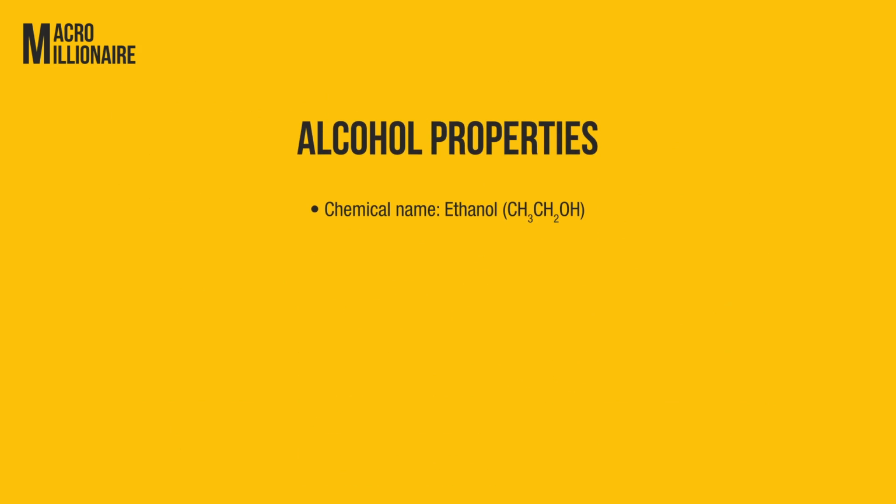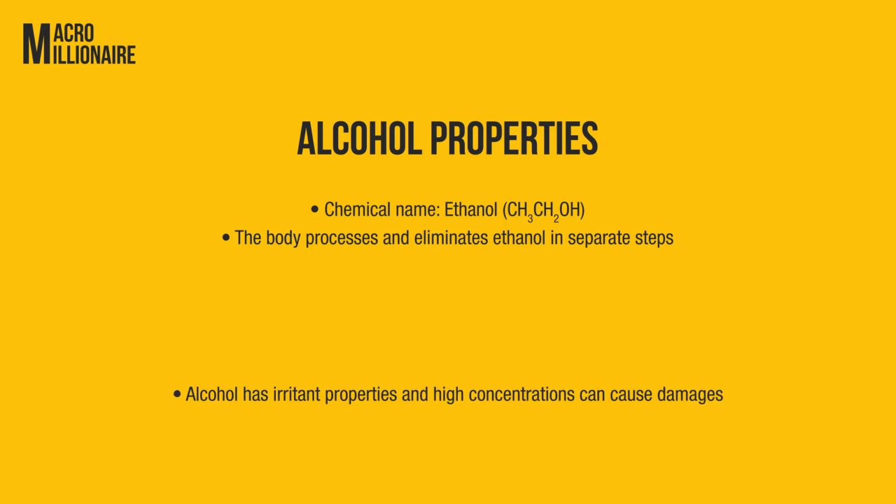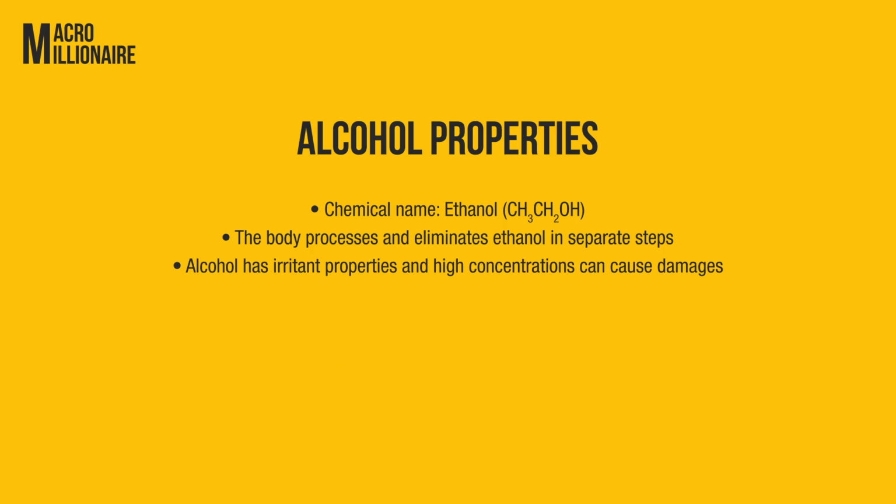The chemical name for alcohol is ethanol, so CH3CH2OH. The body processes and eliminates ethanol in separate steps and preferentially. So it means it's going to eliminate ethanol before it digests and absorbs other macronutrients. Alcohol has irritant properties in high concentrations, which can cause superficial erosions, hemorrhages, and paralysis of the stomach smooth muscle.